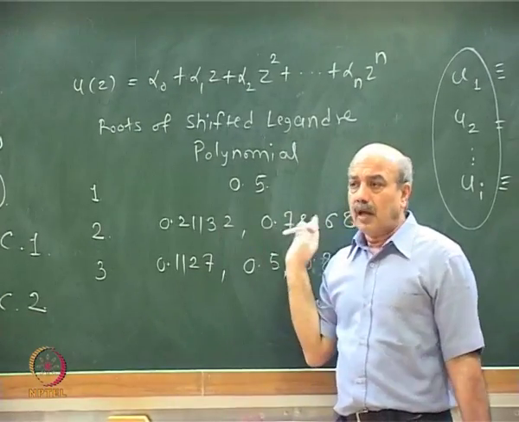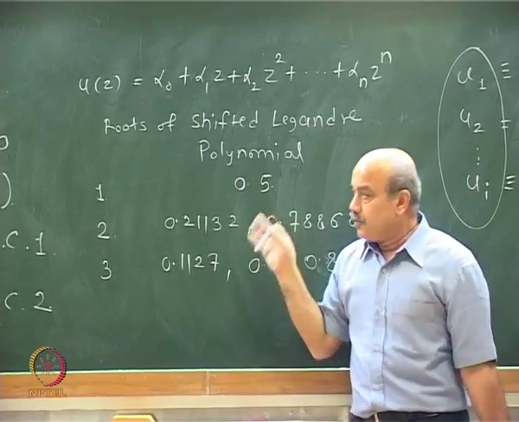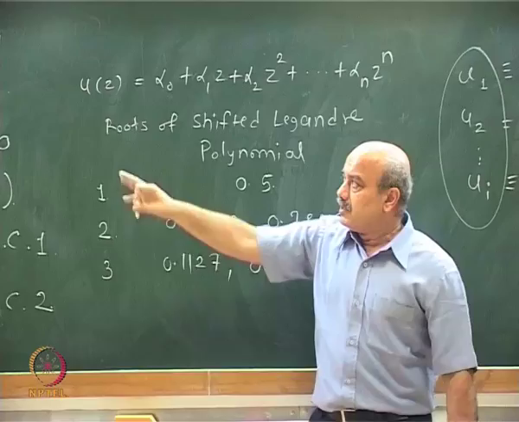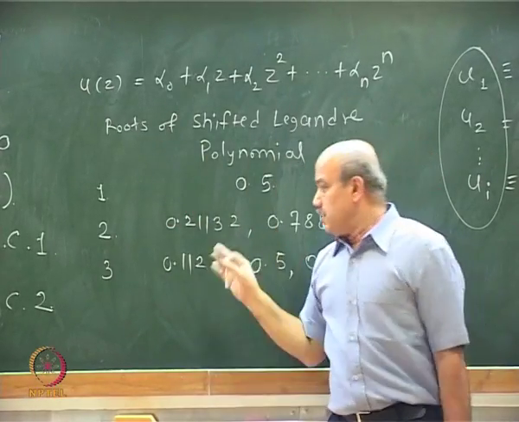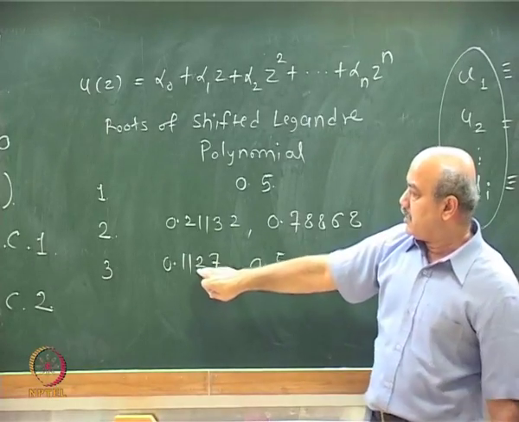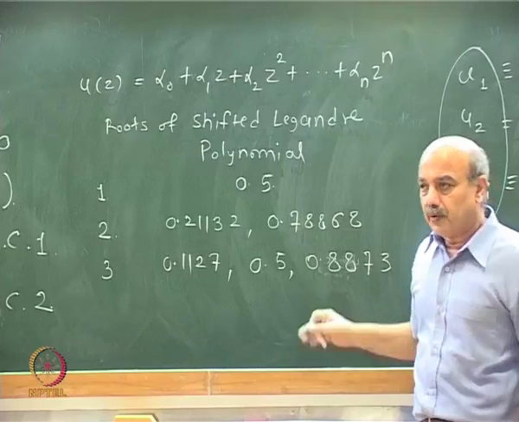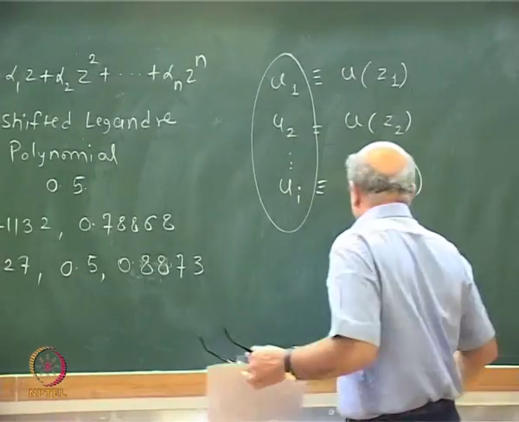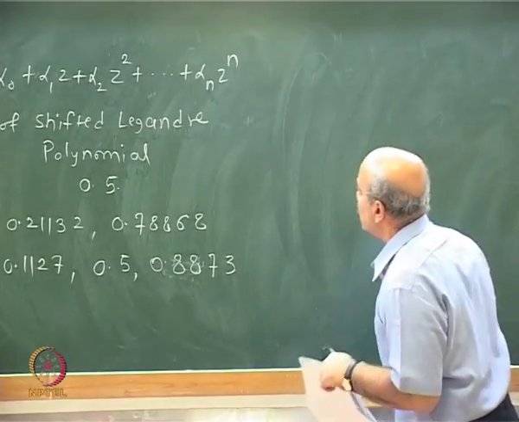What is known to me here is that I have chosen the collocation points. So the collocation points are known to me. These locations, that is z1 equal to 0, and z2, let's say if you take three points, z2 equal to 0.1127, are known to me. Now, what we did in the last lecture is like this.